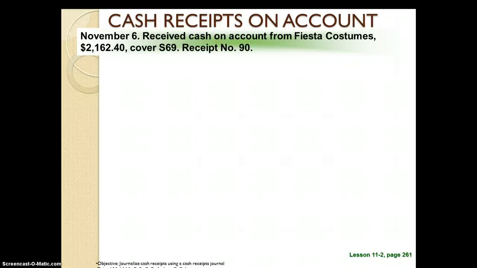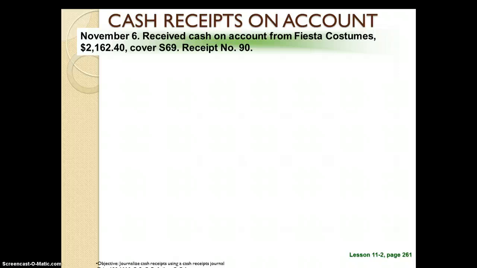So on November 6th, we received cash on account from Fiesta Costumes for $2,162.40. This covers sales invoice number 69. So they're just paying off sales invoice number 69. And it's receipt number 90 because as you recall from last semester, when we receive cash for anything other than daily sales, we have to write a receipt as our source document. And using a receipt for a source document is an example of objective evidence.